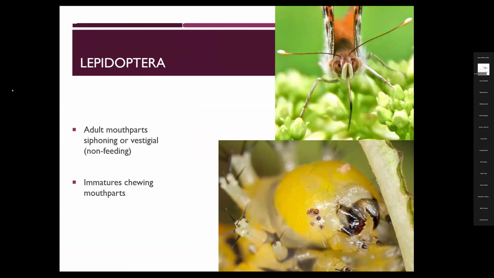The adults and immatures are going to have different types of mouth parts. Adult mouth parts are siphoning or vestigial. So either they have a very long soda straw-like tube that they can extend down into flowers and get nectar, and then it will curl up when they're flying around. Or if it's vestigial, that means that it's reduced because they're non-feeding as adults. The immatures, on the other hand, are going to have chewing mouth parts.